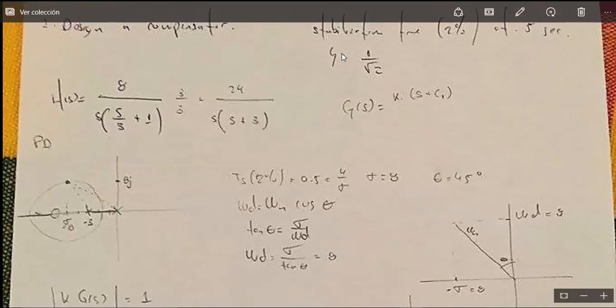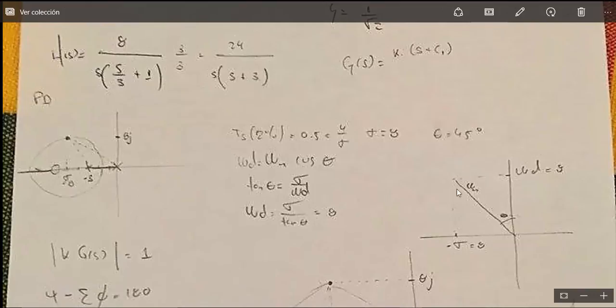With the damping constant that we have, it is equal to 1 over the root of 2. As we know, the damping constant is also equal to the sin of theta, and for this we clear the theta, so the sin inverse of this value is going to be equal to 45. So we already have these two values.